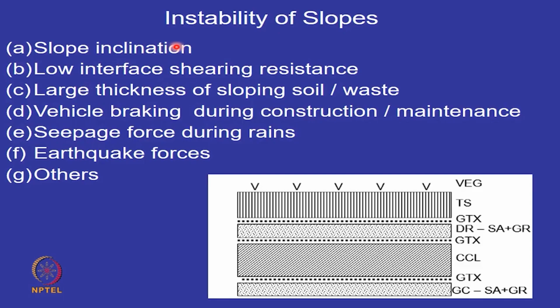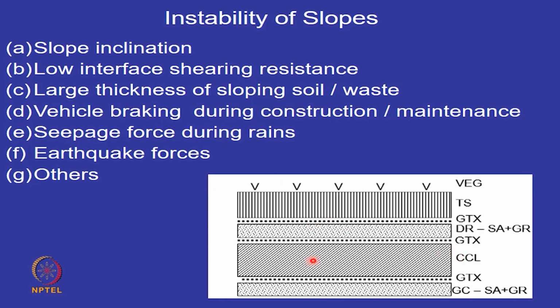So instability occurs because of slope inclination and low interface shearing resistance. No matter how rough I make my geomembrane, it still does not have the highest phi dash. Then there is the large thickness of the soil on top. Vehicles will travel on this cover while you're making it. Seepage forces during rains, earthquake forces will occur, and others. So all these interfaces matter; it's not just about the interface between the geomembrane and the soil.